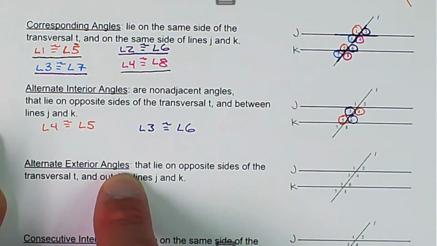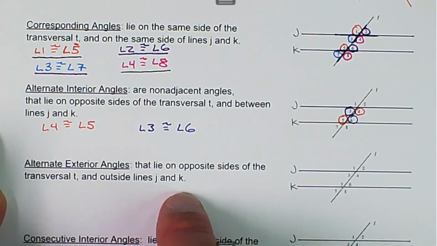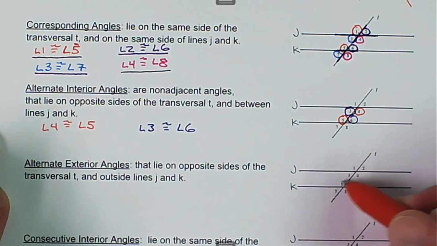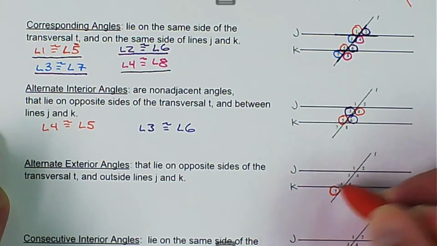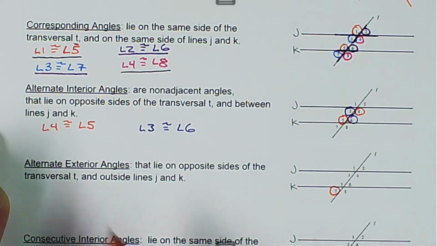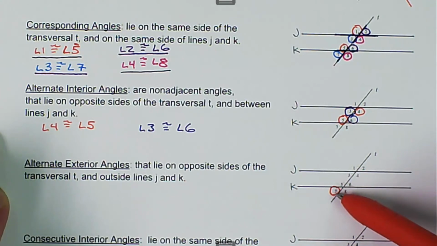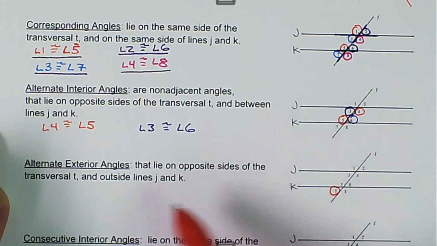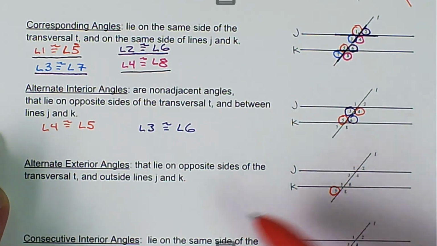Alternate exterior angles lie on opposite sides of the transversal T and they're outside lines J and K. So again, this time we're talking about exterior. So right away we eliminate those interior angles. And if I pick angle 7, so there's angle 7, remember I want to be alternate. So there's 4 angles that are on the same side, but I want to be alternate. So now I'm down to the right side, 2, 4, 6, and 8. And it has to be exterior. So it has to be 8 and 2.